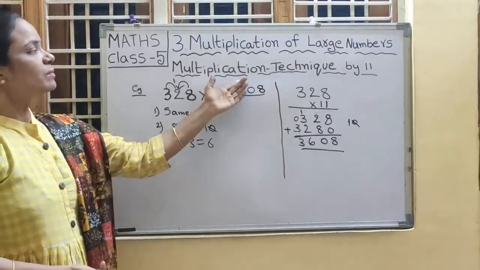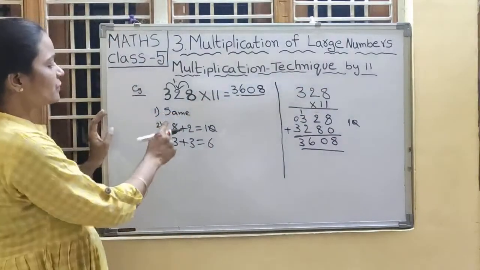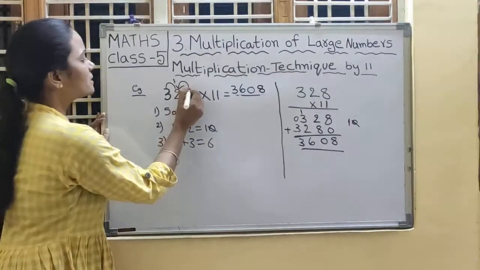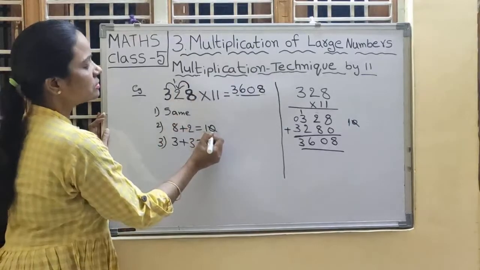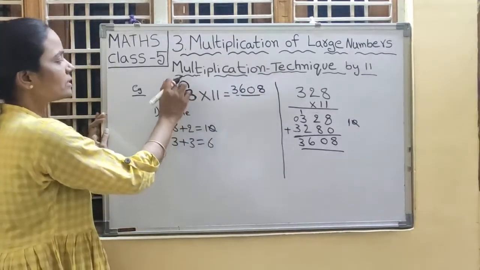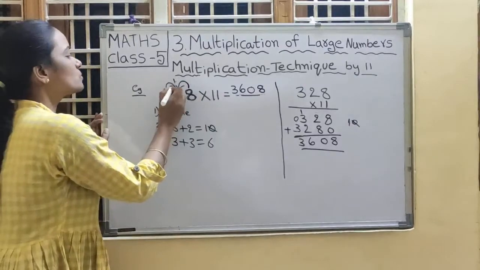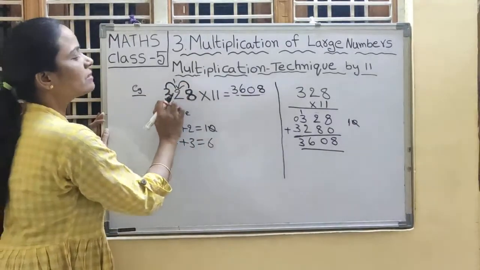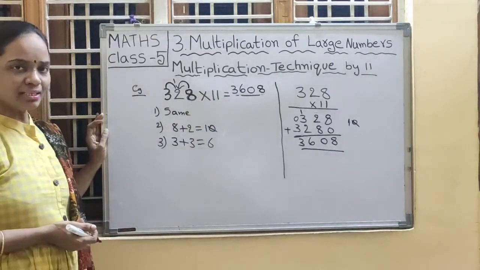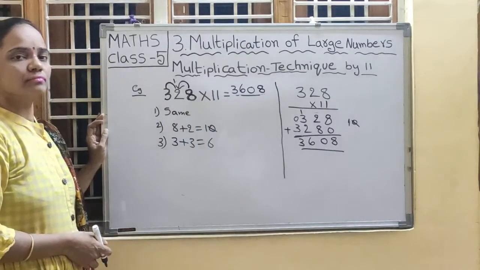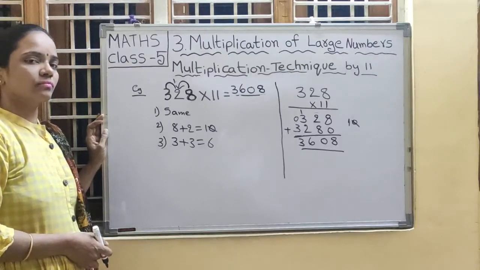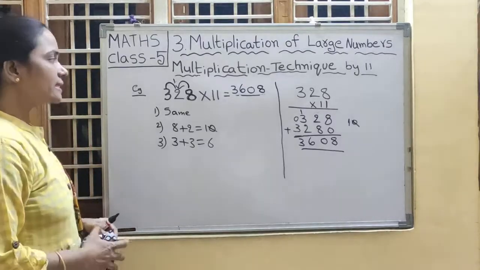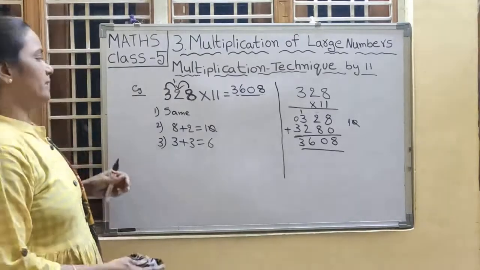This is the multiplication technique by 11. So first what we have to write? We have to write the 1's place digit as same. Second step, add these two. 8 plus 2 is equal to 10. 0 right here, 1 is the carry over. Above 2 we have to write. Now add these two numbers. 1 plus 2 is 3. 3 plus 3 is equal to 6. Finally write down the last number. Have you understood, children? Let's note it down. Next is multiplication technique by 15.